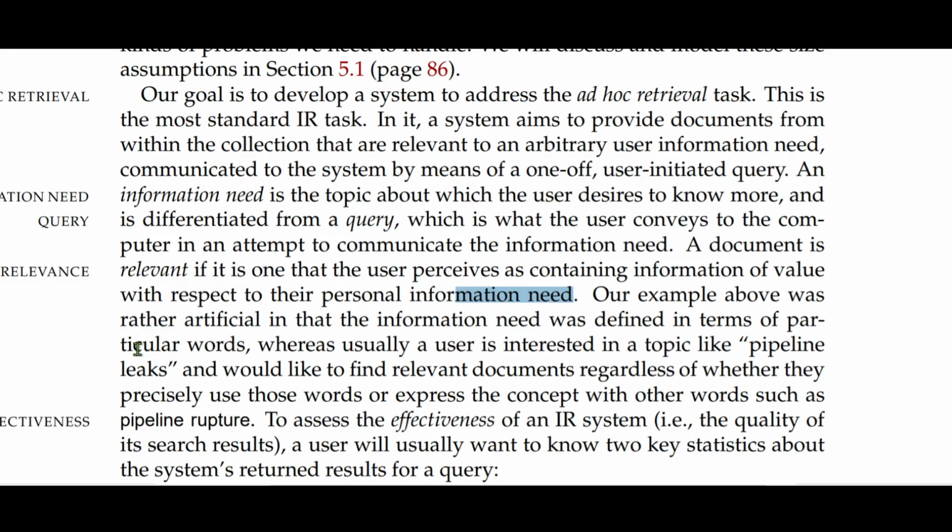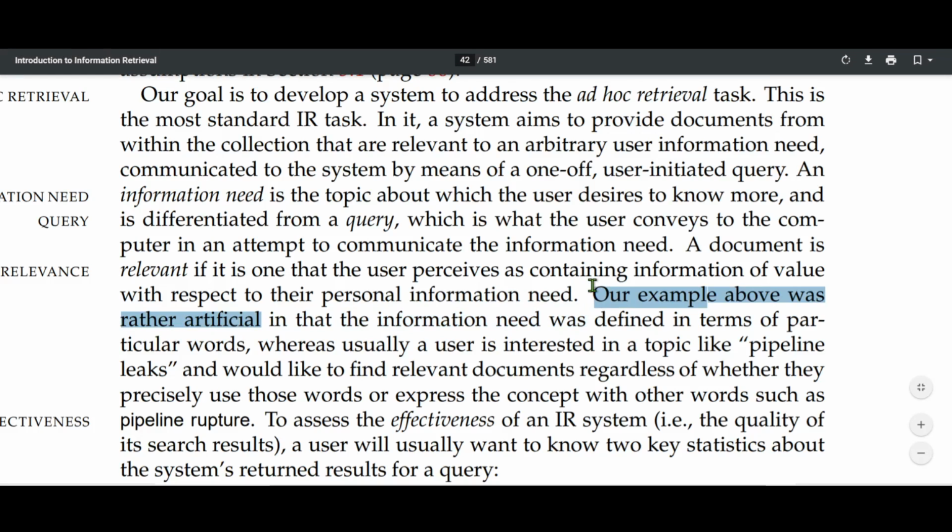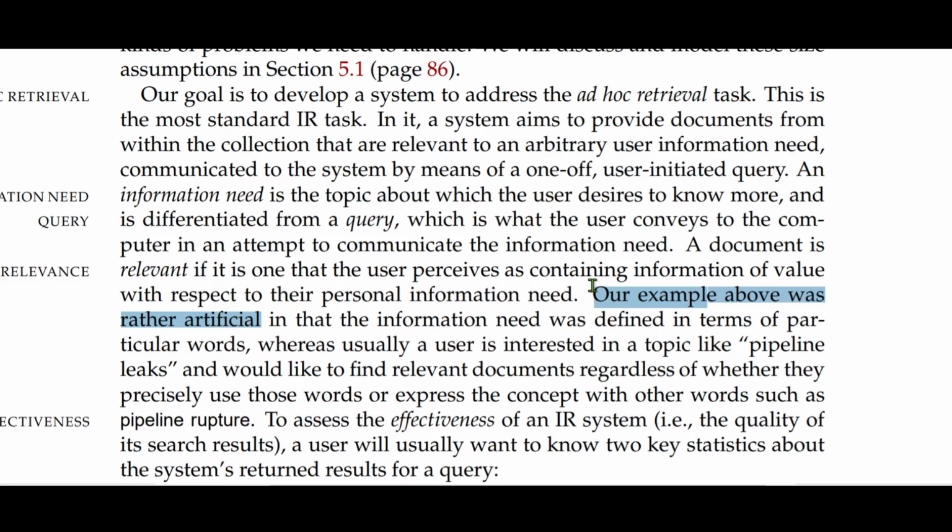Our example above was rather artificial. Our example above was Brutus and Caesar and not Calpurnia. We wanted to know which plays of Shakespeare contain the words Brutus and Caesar and not Calpurnia. So that is a rather artificial example. Why? Because the information need was defined in terms of particular words.